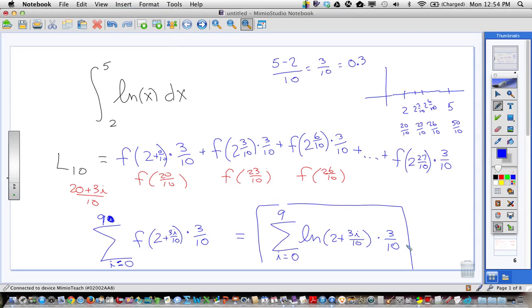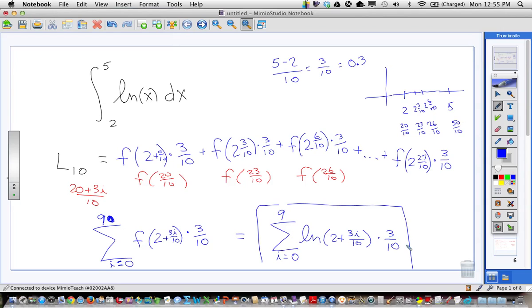Sigma, messy. Sigma, messy. Integral, not messy. We can come up with something better. Clean, neat, tidy, something. Sigma, messy. Look at it. 3/10, 2 plus 3i/10, right? Messy. Integral, not messy.